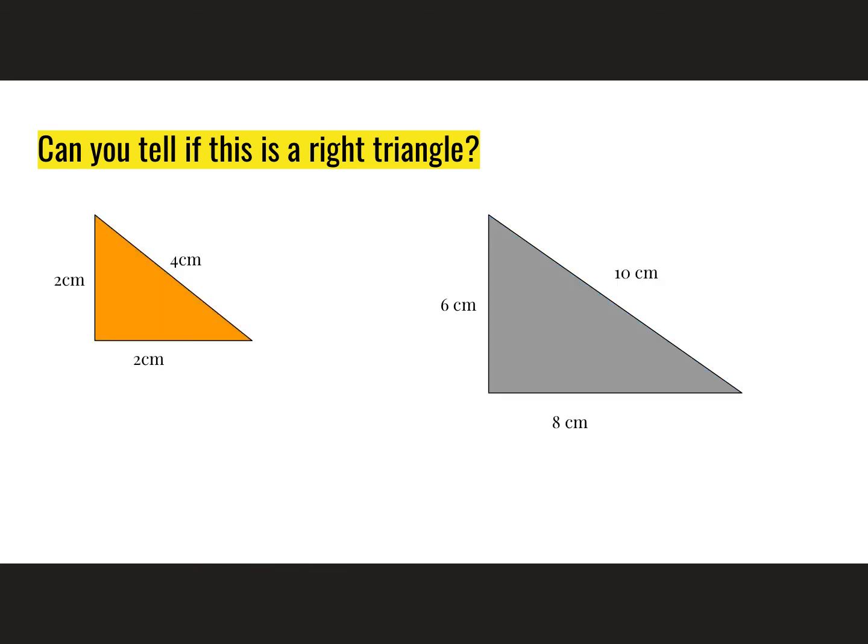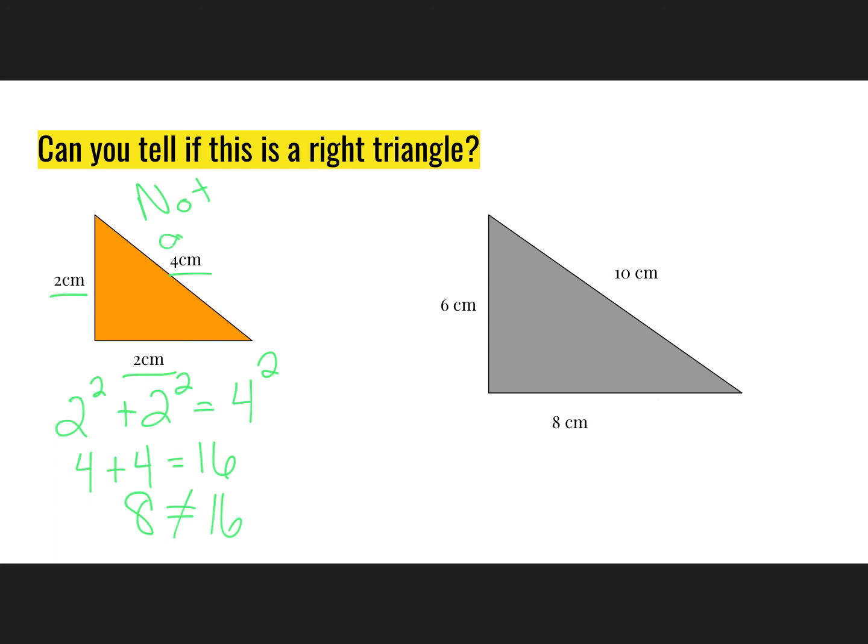Let's try 2. So here I have 2 and 2 and 4. Let's see if that is a right triangle. I have 2 squared plus 2 squared equals 4 squared. Now this looks like it should be right. Well, let's see. 2 squared is 4, and 2 squared is 4, and 4 squared is 16. Well, 8 does not equal 16, so this one is not a right triangle.